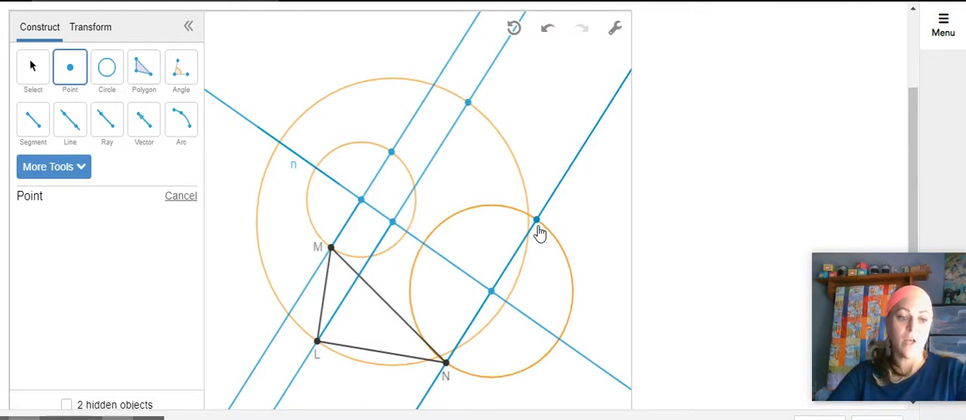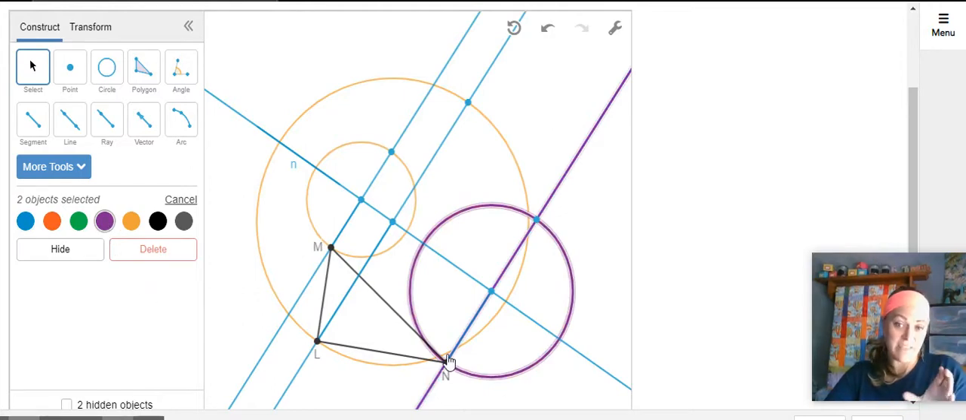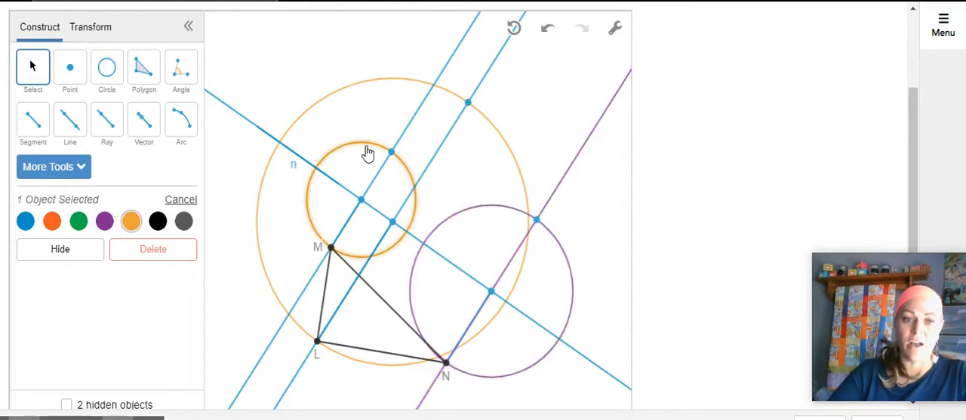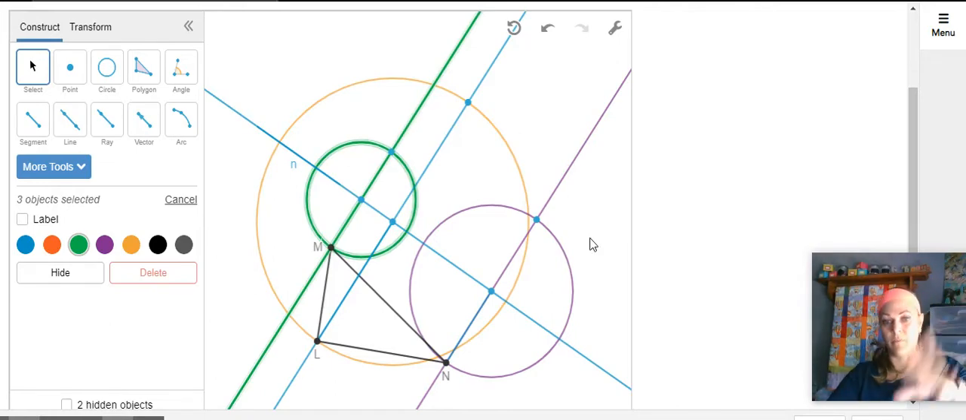Another way to do that would be to color code everything that has to do with a point. Here I have to go back to the arrow. For example, I'm going to color code everything over here and make that purple, so N type of things are all in one color. You could do the same with M, so everything dealing with the point M is in green or purple or whatever.